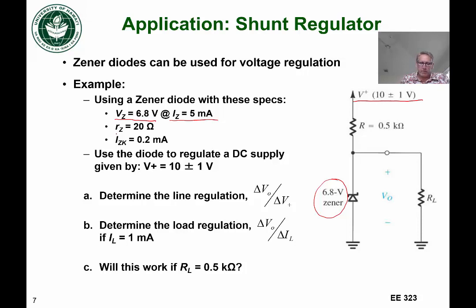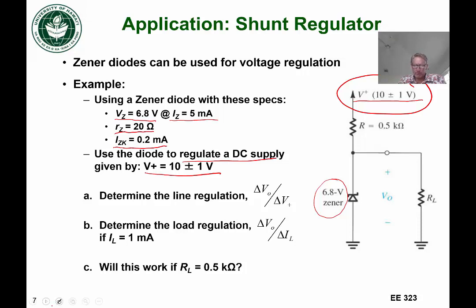And for this particular diode, we're going to assume that the incremental resistance, which models this as a linear circuit, is 20 ohms. And the knee current, the current associated with the knee voltage, is 0.2 milliamps. So what I'd like to do is use this diode to regulate a DC supply that's given by V+. That is, it's 10 volts, but it has a plus or minus 1 volt variation. So it averages to 10 volts, but it's not highly regulated at 10 volts. It has a fairly large variation of a volt. So we'd like to use this to make a DC voltage with much less variation.